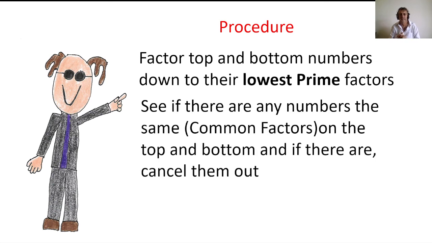Next, we have to see if there are any numbers the same, common factors on the top and bottom. And if there are, we cancel them out. If there's one common factor on the top and one common factor on the bottom, we cancel both numbers. We must cancel evenly. We cannot cancel one on the top and two on the bottom. If we cancel one on the top, we can only cancel one on the bottom.